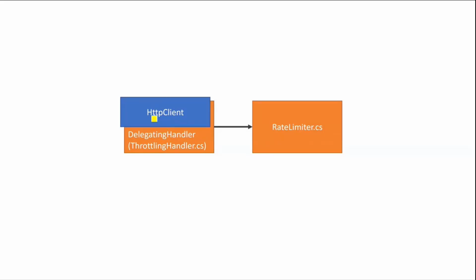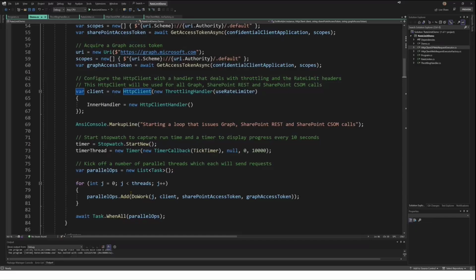And in the HTTP client model, there's a concept called delegating handlers, which allow you to extend and plug in functionality inside the HTTP client. So in our demo, we built a delegating handler called throttling handler that will handle the throttling, but also will handle the rate limiting, using the rate limiter.cs class. So let's have a peek at both of these classes. Going back to the code.